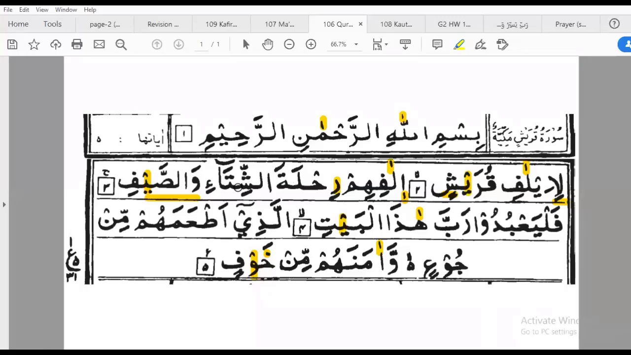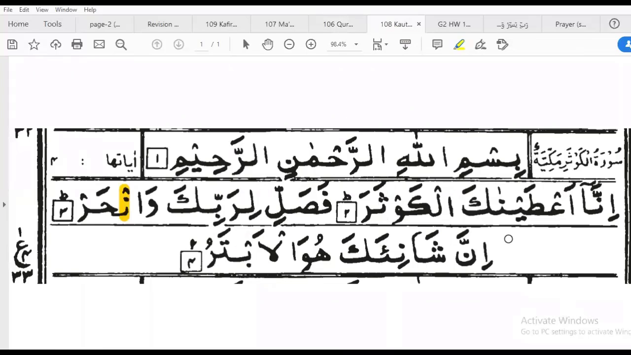Okay, so we still have a bit of time. So what I'd like to do is go over this last surah as well, which is Surah Al-Kawthar. Now, in this surah, I've highlighted one instance over here of where this noon sakin would be an izhar noon sakin. So let's quickly revise this rule.